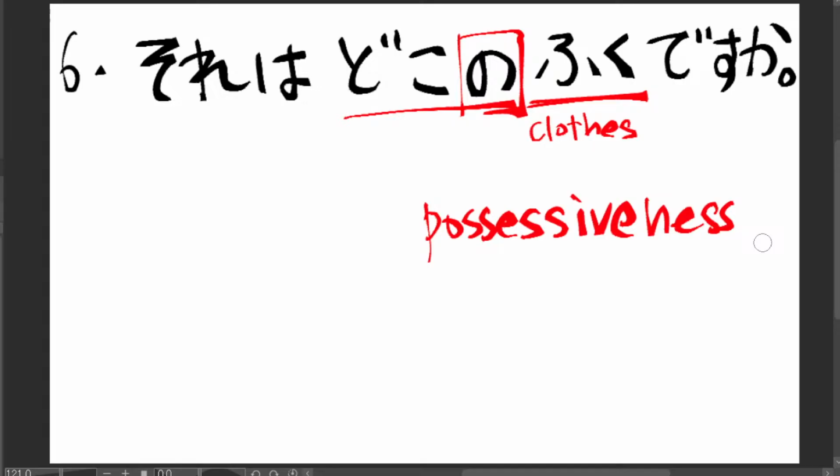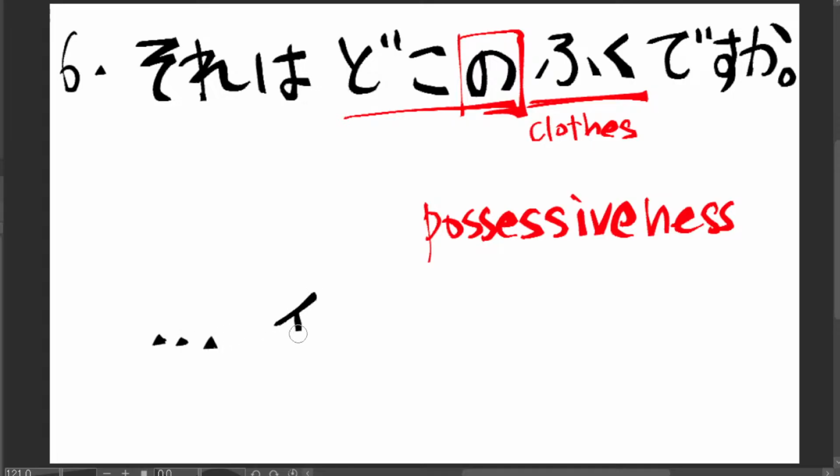Okay. So それはどこの服ですか? Where does this clothes belong to? Okay, so this is the literal meaning, but it actually means from what country does this clothes come from? So you can say where it is made up from. Okay, whose country? What country does this clothes come from?